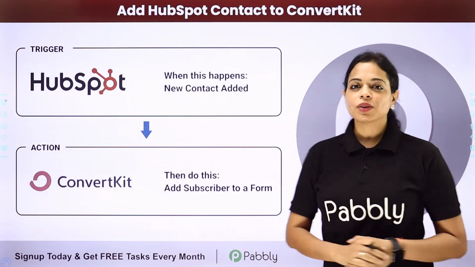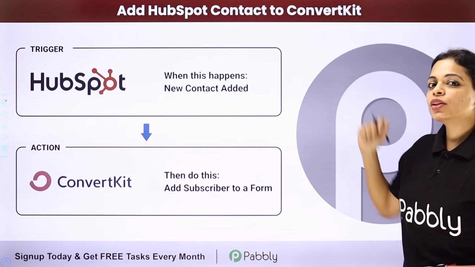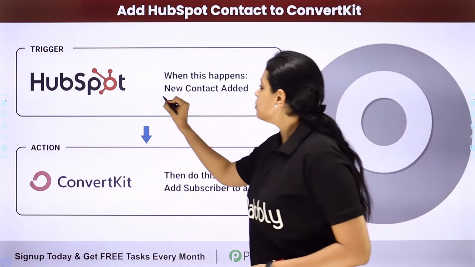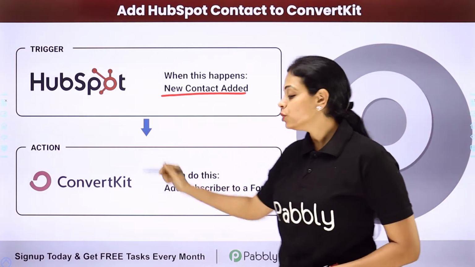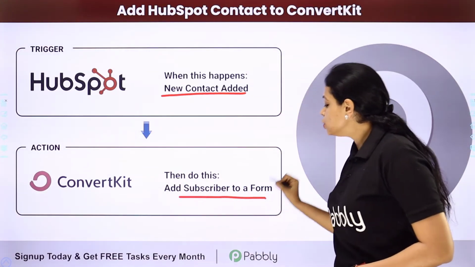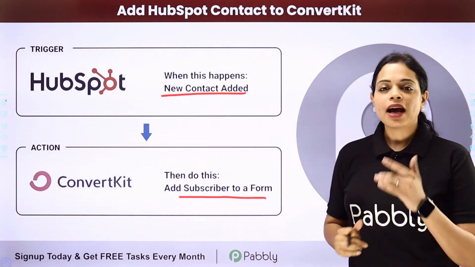In this video, we are going to see how to add HubSpot contact to ConvertKit. So here my objective is that every time a new contact is added to my HubSpot CRM, then the same user should be added as a subscriber to a form in ConvertKit, which is an email marketing platform. How can that be done?